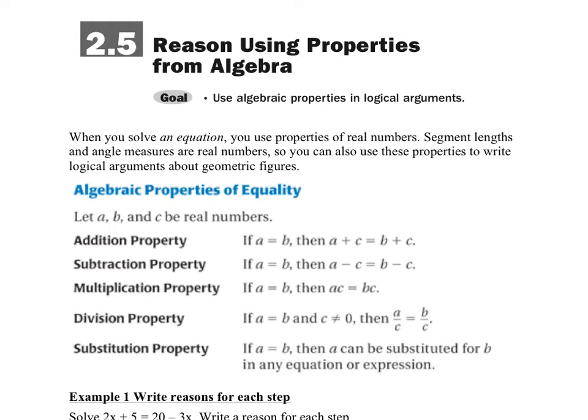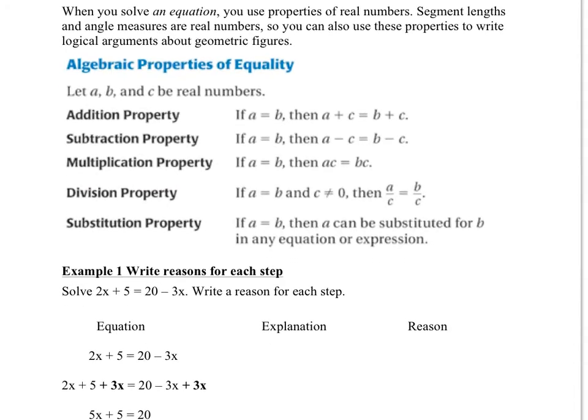2.5 Reason using properties from algebra. From this point on, we're going to start doing what we call proofs. We're going to start with the easier ones by proving or giving logical arguments about geometric figures using properties that we have learned so far. First thing we're going to do is apply algebra properties.